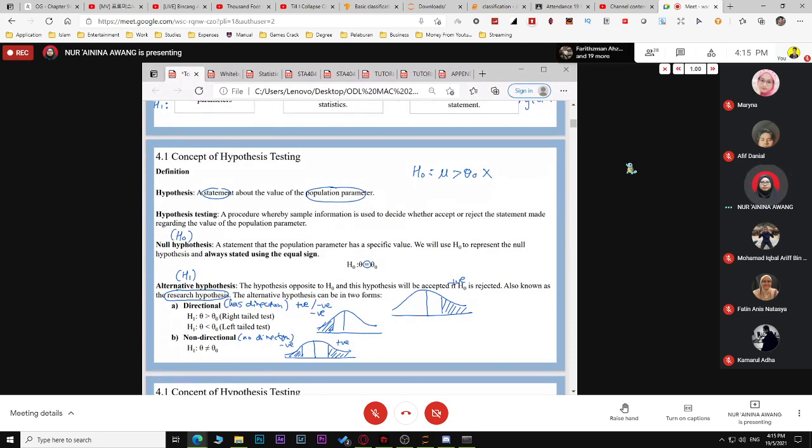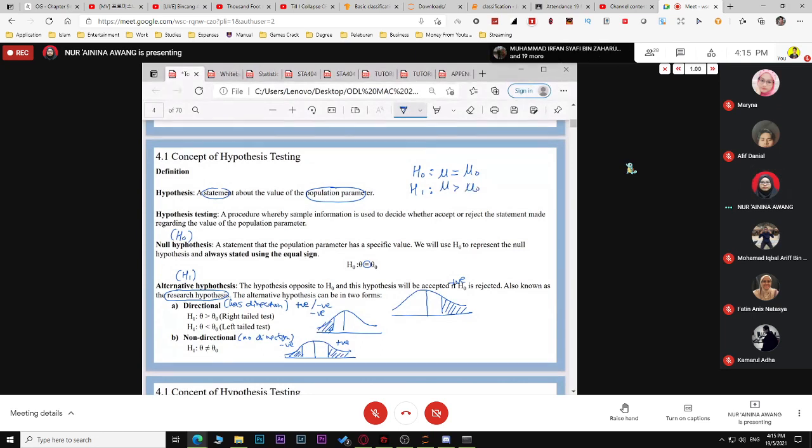Okay, for H null, it only has equal, the equal sign only. But for H1, it can be more than, or less than, or unequal. So for H1, it can be these three cases. So follow the questions. Okay, so that is for the alternative hypothesis.